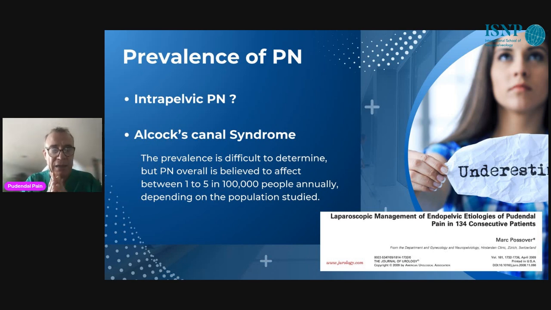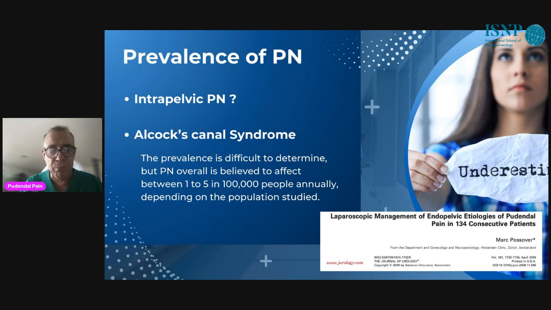the Alcock canal syndrome. That means we have good data about the prevalence of pudendal neuralgia below the pelvic floor, and it is between 1 and 5 patients in 100 people annually. But we have no data about the prevalence of pudendal neuralgia above the pelvic floor, within the pelvic cavity, because for several years this condition was not known. We were not aware that pathology of the pudendal nerve above the pelvic floor does exist.